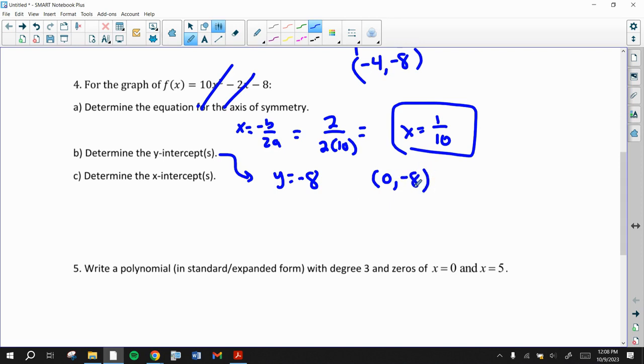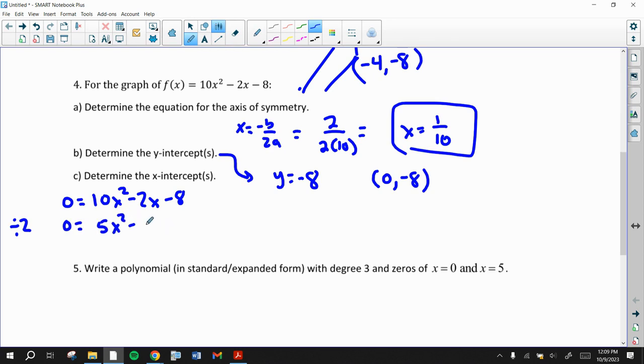The x-intercepts, you have to plug in 0 for y, or plug in 0 for f of x. So we have 0 equals 10x squared minus 2x minus 8. So I noticed, first of all, that these are all even. I'm going to have to factor this or use the quadratic formula, but it's an equation, and these are all even, so I'm going to divide by 2 just to make my life a little easier here. If you divide everything by 2, you're going to get a simpler equation to work with.